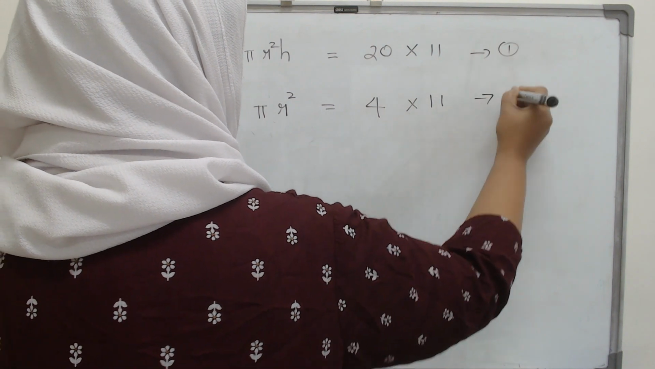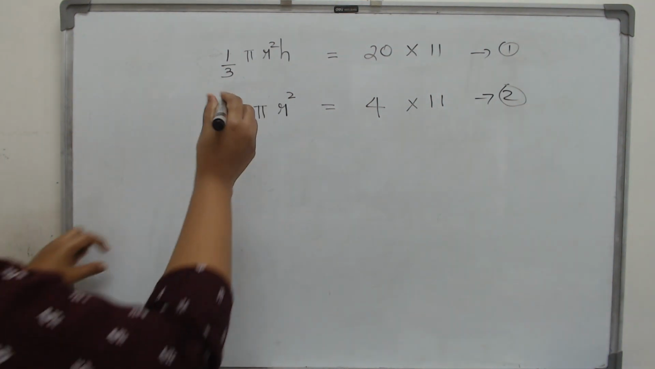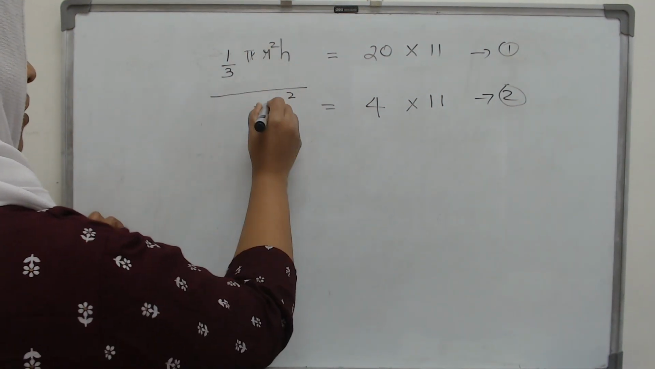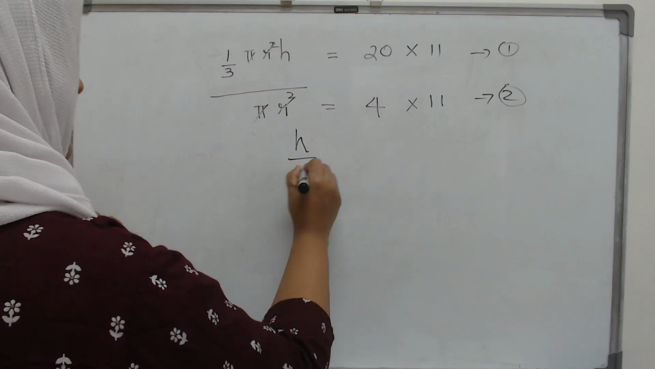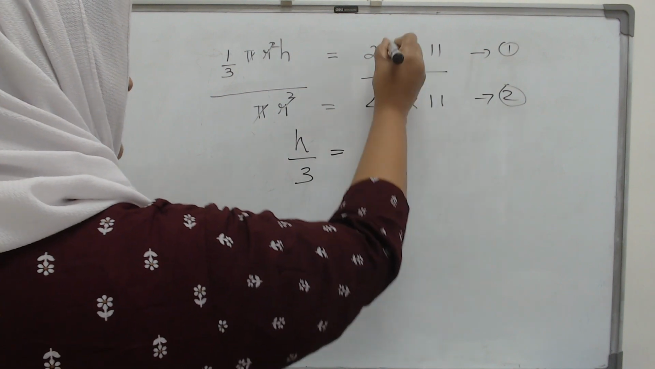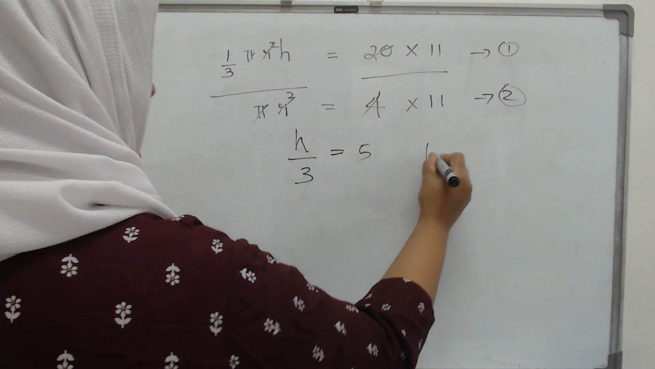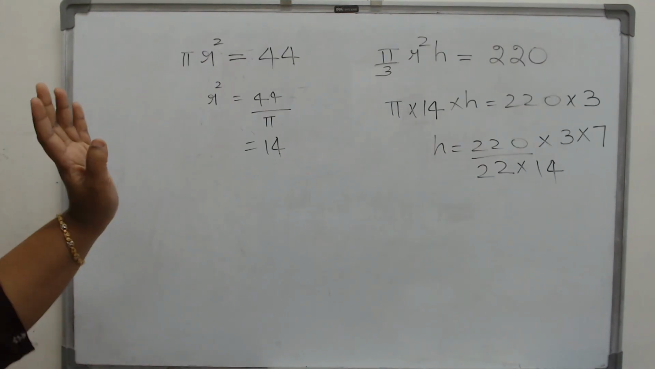What if you divide both of them? LHS by LHS, RHS by RHS, then what will you see? All of these are getting cancelled. All that is left is h by 3. And here everything gets cancelled and all you get is a 5. So there your h is 15. This is a simple method.